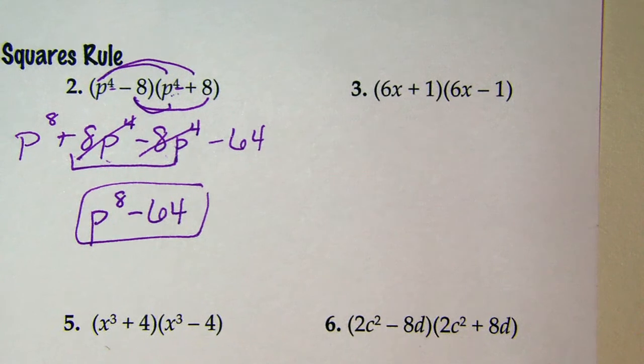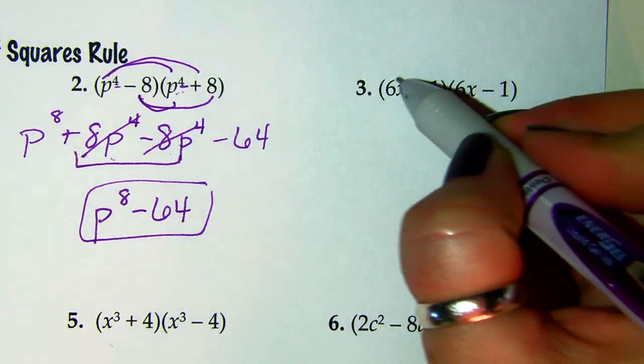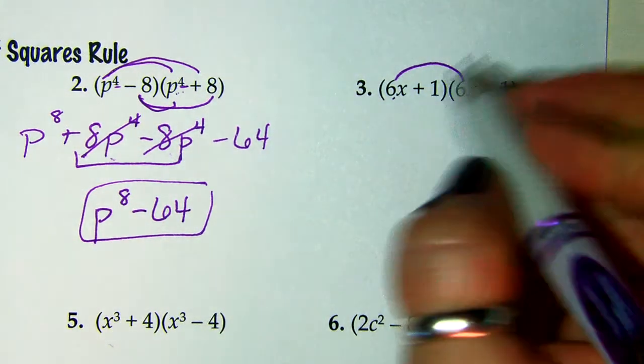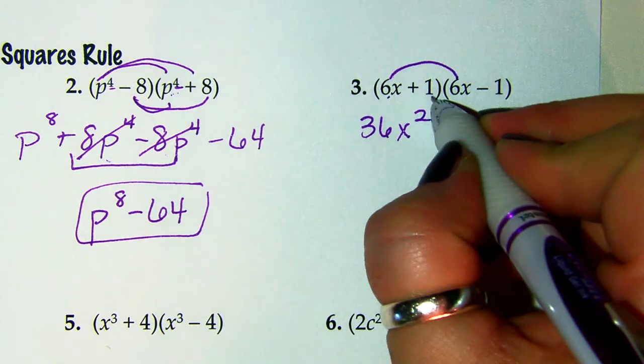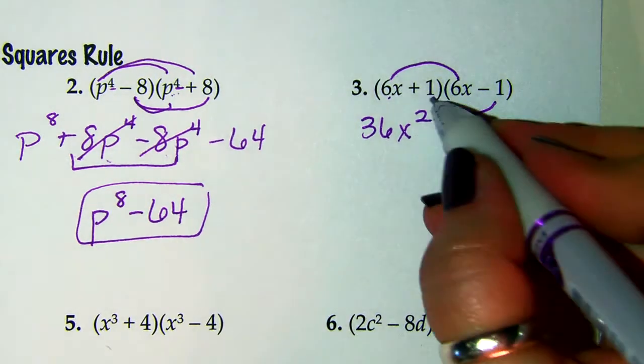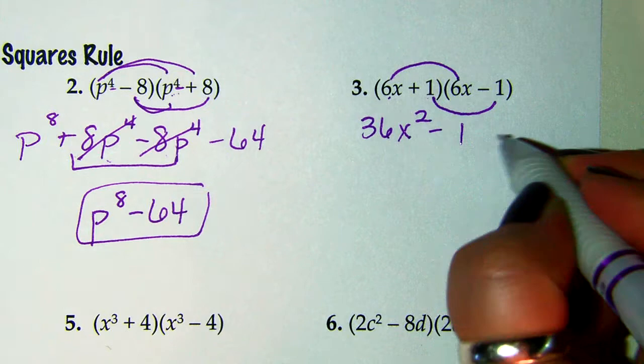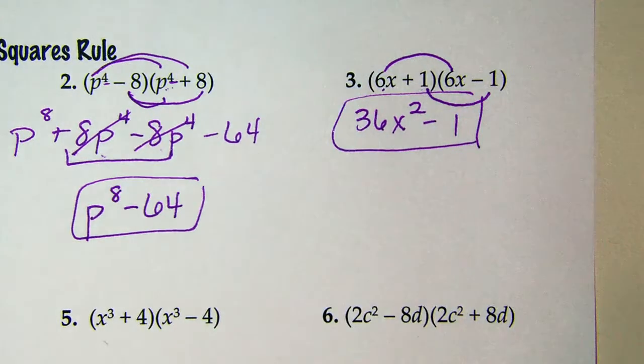So number 3, I'm only going to multiply the first 2. 6x times 6x is 36x squared. And then the last 2, because the others are going to cancel. 1 times negative 1 is negative 1. Final answer.